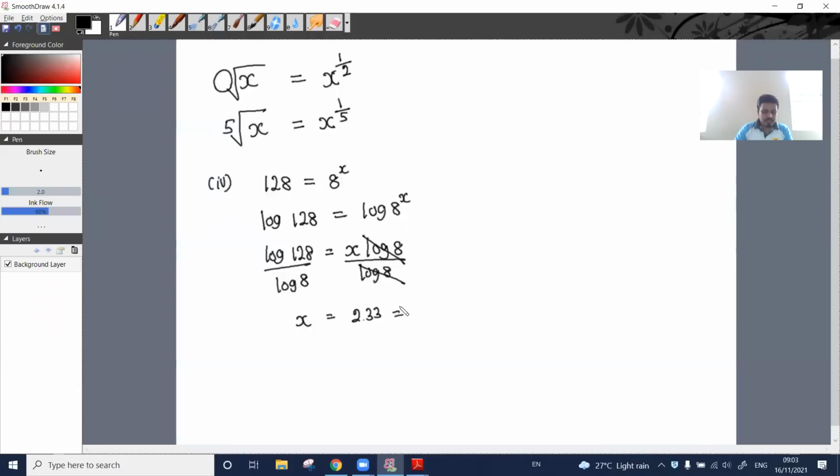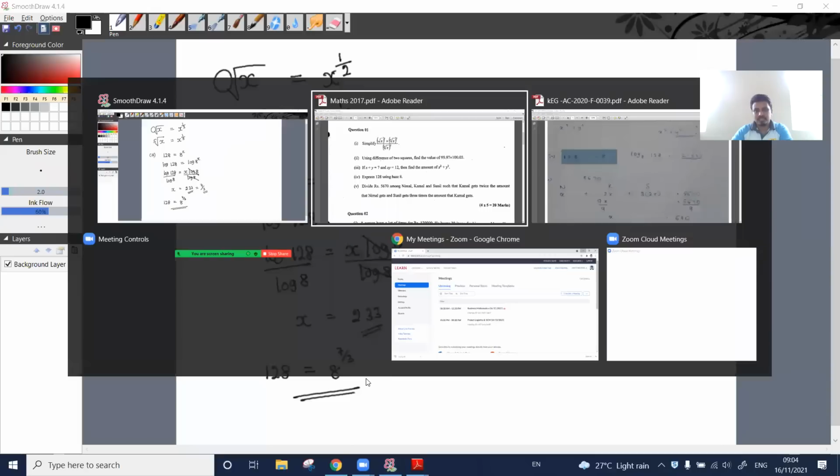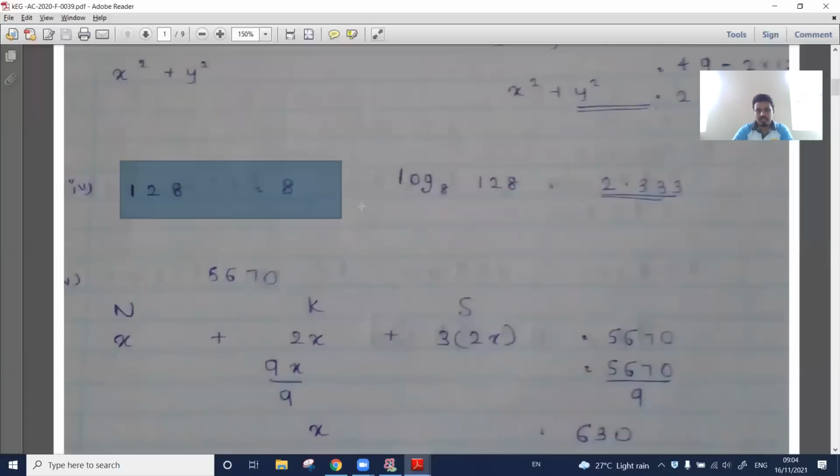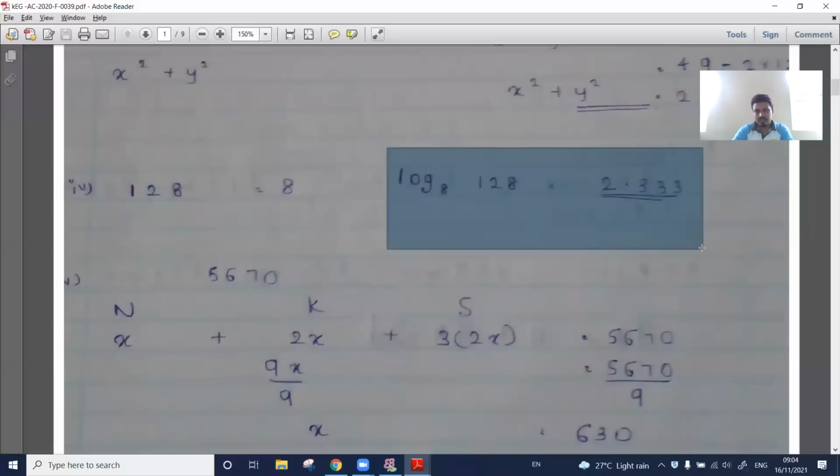2.33, or else we can express it as 7/3. 7/3. So how can we represent 128 using base 8? 128 equals 8 to the power 7/3. 8 to the power 7/3, or 2.33. Yes, 2.33 is also correct. This is correct.